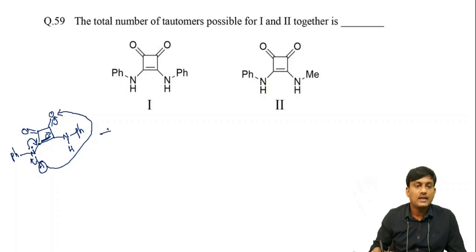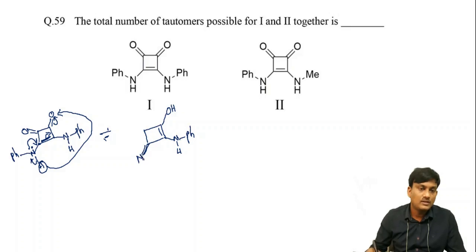So what is the tautomeric structure of this molecule? This is the tautomeric structure. Here you have OH, and this is a double bond. This one is NH, pH, and this one is a double bond N. Here you have the phenyl ring. This is the phenyl ring.